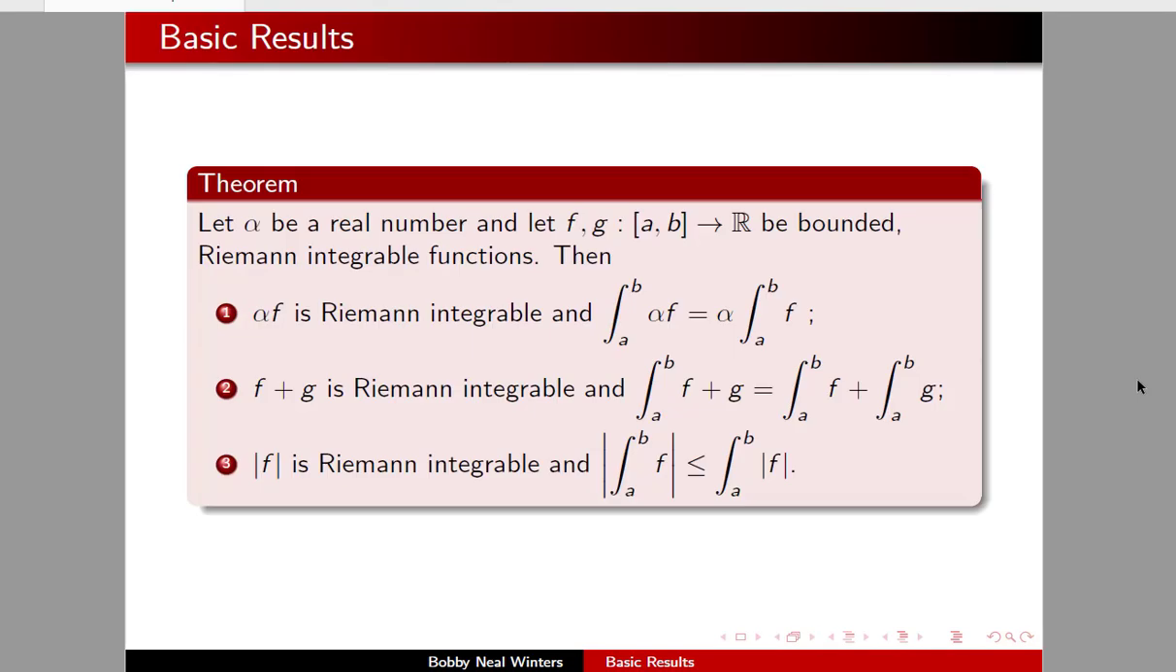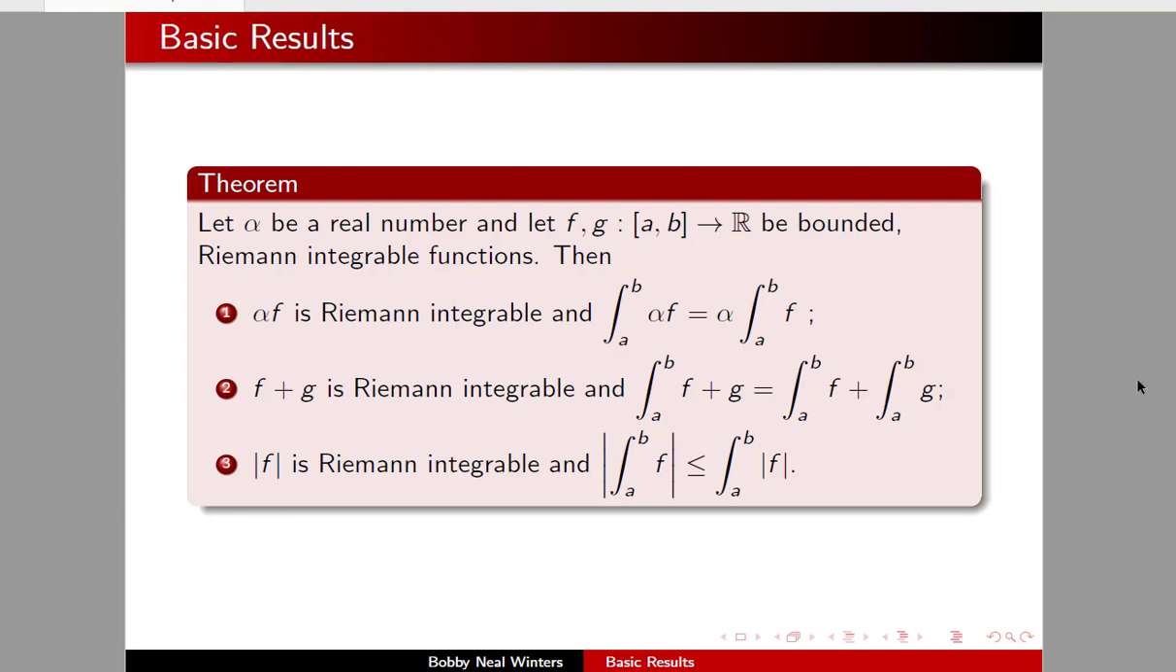Okay. So start off, let alpha be a real number and let f and g be bounded functions on the closed interval [a, b]. Suppose they're Riemann integrable. Then alpha times f is Riemann integrable, and the integral from a to b of alpha times f is alpha times the integral from a to b of f.